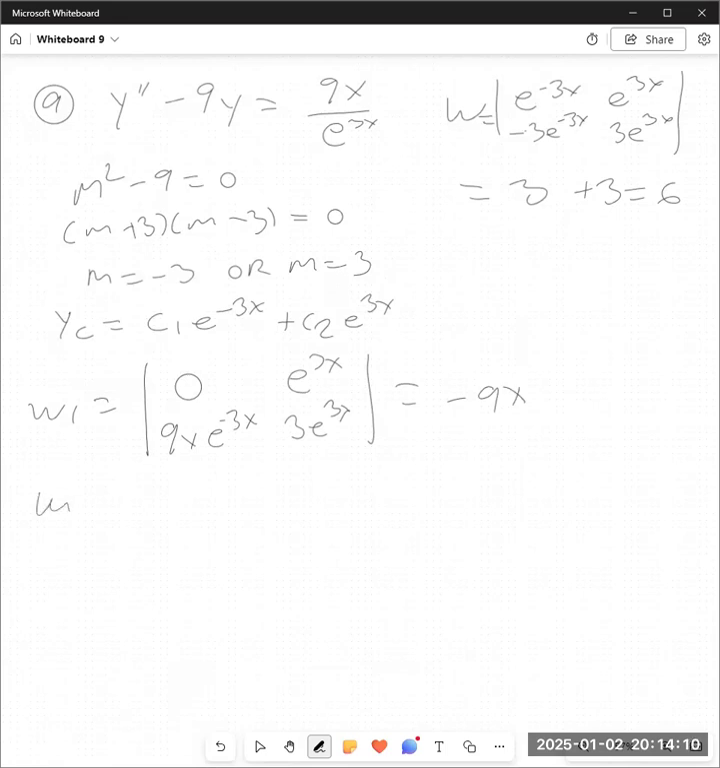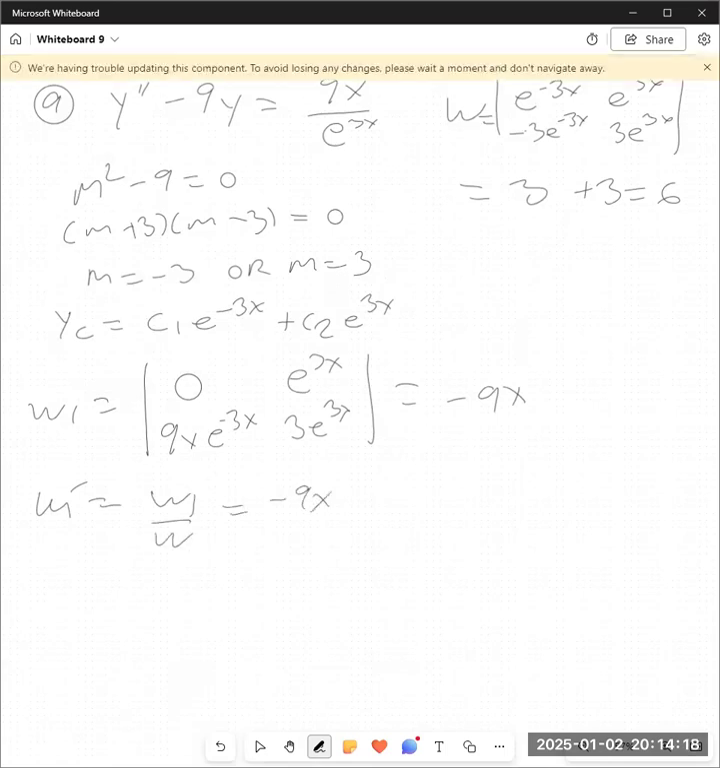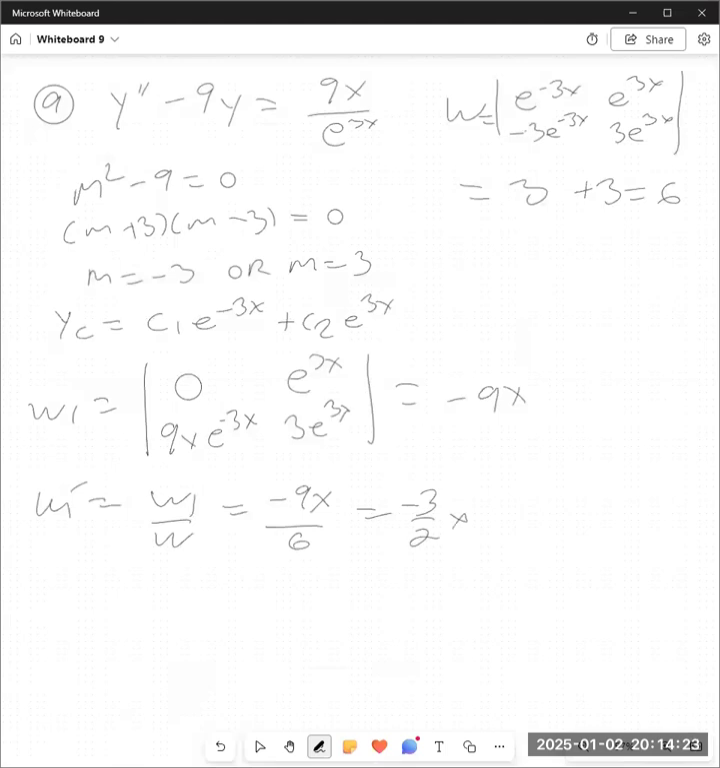And yeah, u1 prime is W1 over W, -9x over 6, -3 halves x. So u1 is -3 halves integral of x dx, -3 halves x squared over 2, then -3/4 x squared.